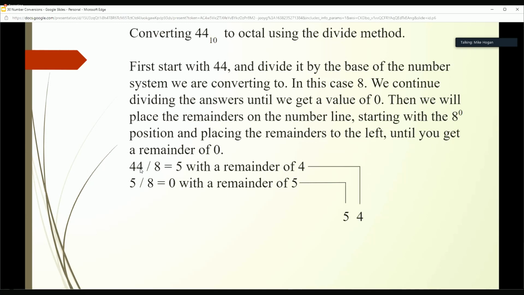If we're talking about 44 decimal, we're going to convert that to octal. Well, we could divide by the base 8, which is octal. It goes in 5 times with a remainder of 4. We drop the remainder down. Now we got 5. Well, that was a remainder. So 54, right? Now that would be 54 base 8. Well, that's still 44 in decimal.